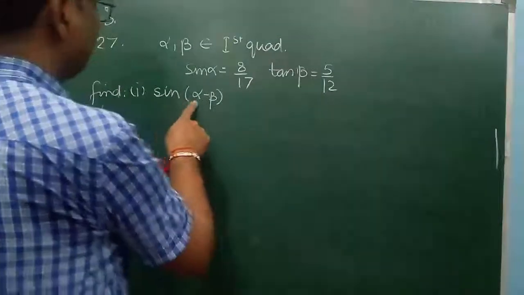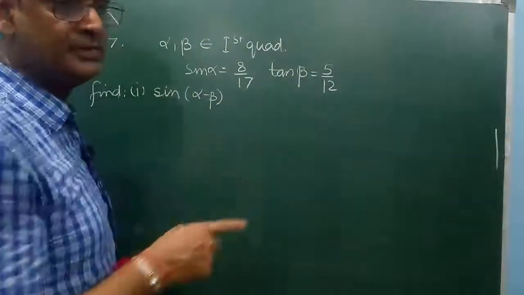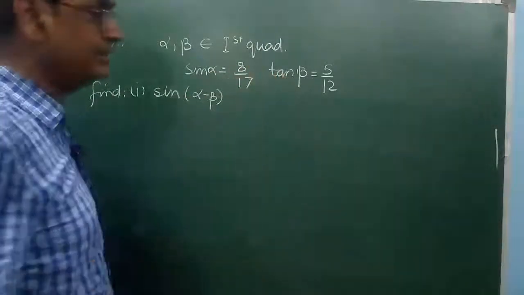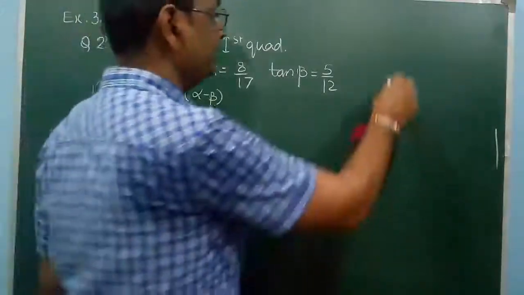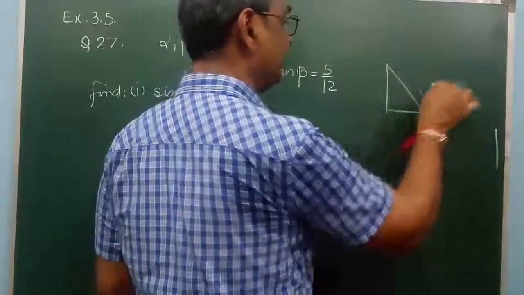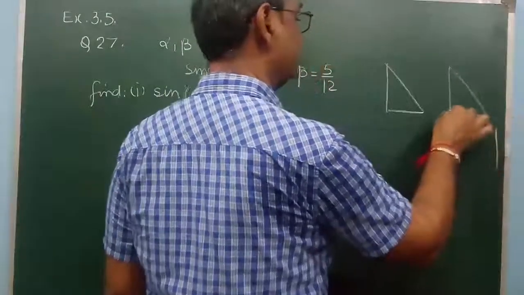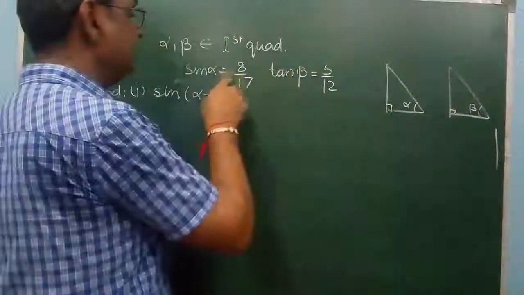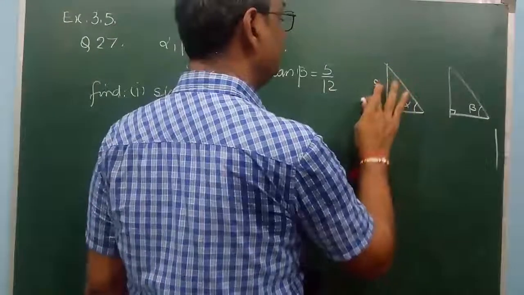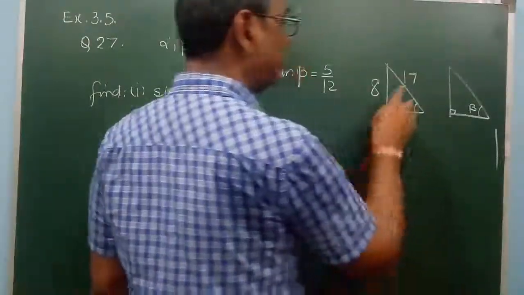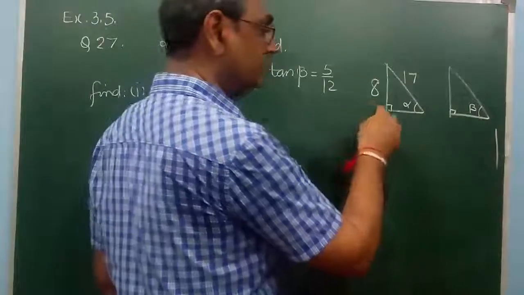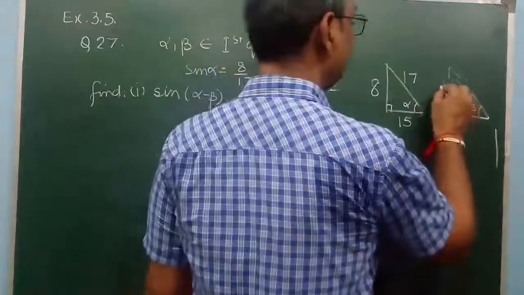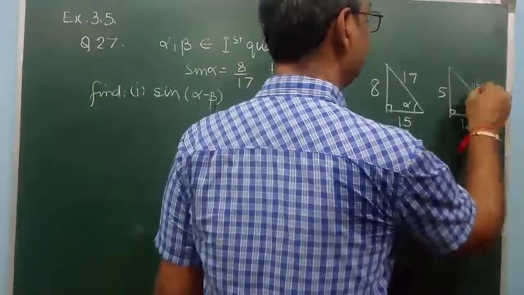So for finding it, the formula will be sin alpha cos beta minus cos alpha sin beta. So here we need cos alpha and here we need sin beta and cos beta. So what we should do? We should make two triangles here, right angle triangles. Here we will write alpha, here we will write beta. Sine is 8 by 17, perpendicular upon hypotenuse. 289 minus 64, 225. So here it will come 15. You can use Pythagoras theorem to solve it. Here it is 5, here 12, here it will be 13.